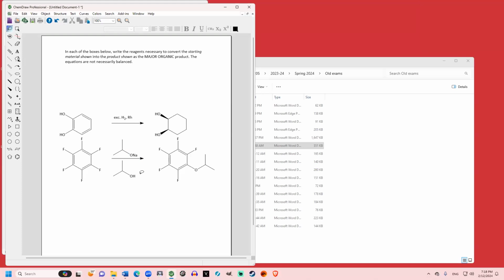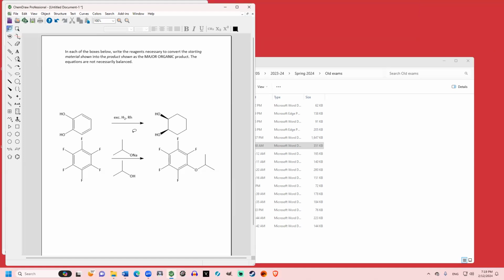For the first problem, would we have to put excess, or could we just put H2 and then the metal? You would lose points because that means one equivalent. You could put either excess H2 or 3 H2. You need at least 3 equivalents to get the 3 pi bonds. 1, 2, 3. Does that make sense? You would get partial credit, but it's not 100% correct.